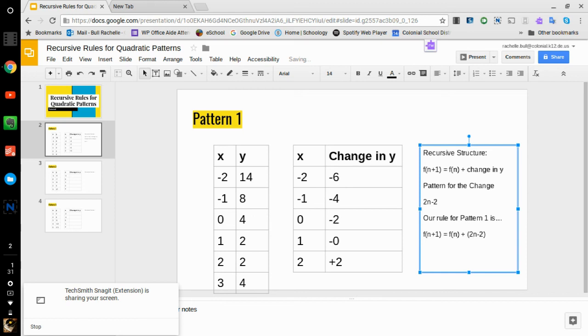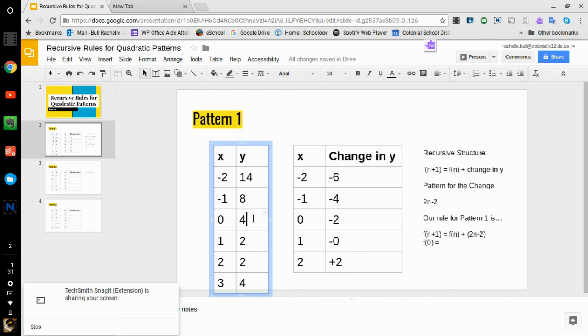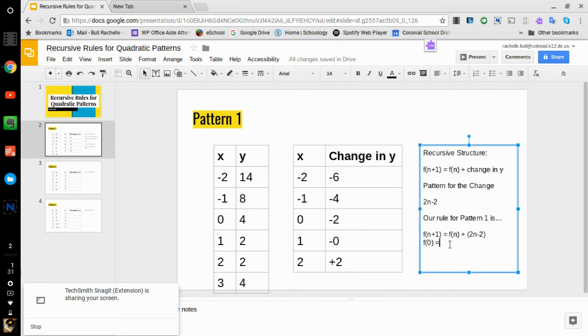That's our change in y. It has a nice linear pattern. And then for f of 0, our starting value, you want to swing yourself back to the original, which is 4. So there goes our full rule.